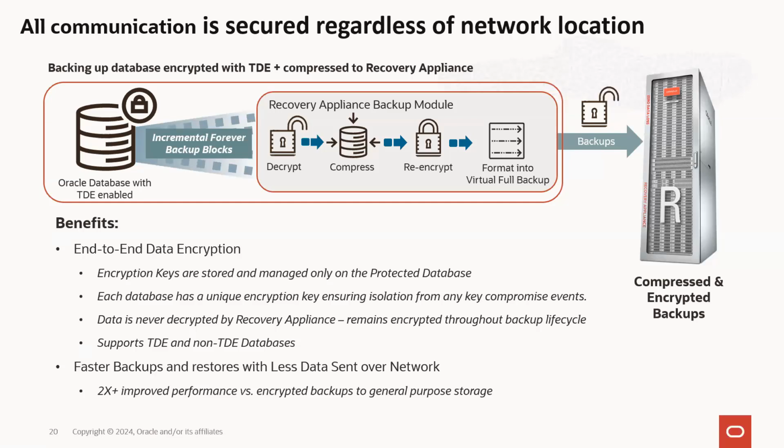It compresses it, it encrypts it, and then it formats it, and then does the incremental forever. And this gives you faster restore time because of the compression. So you're not sending as much data over the network. You're restoring from a backup that is compressed. So if the network's your bottleneck, then that gives you an advantage there too.